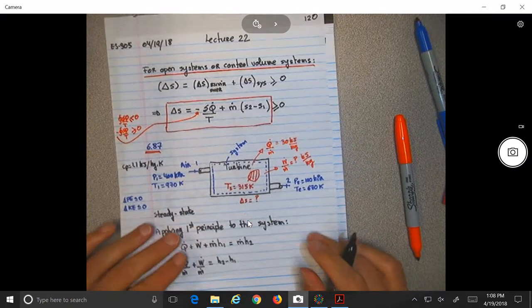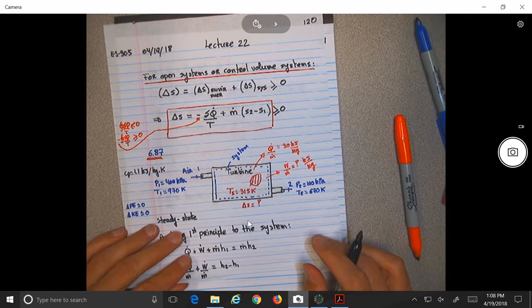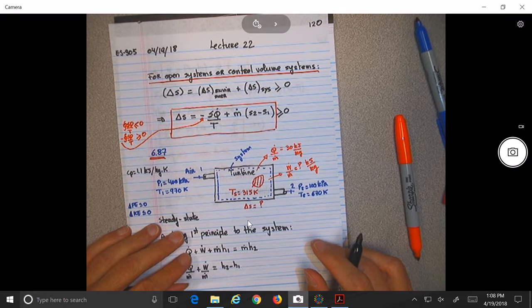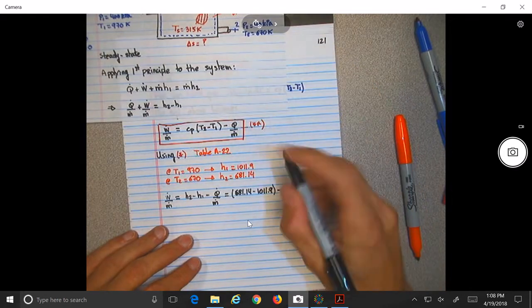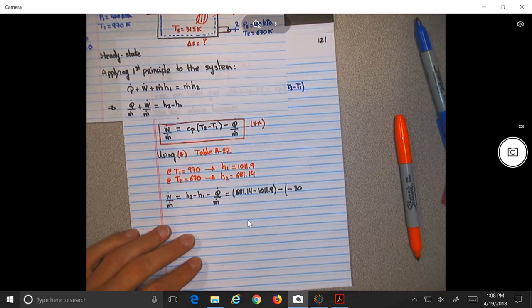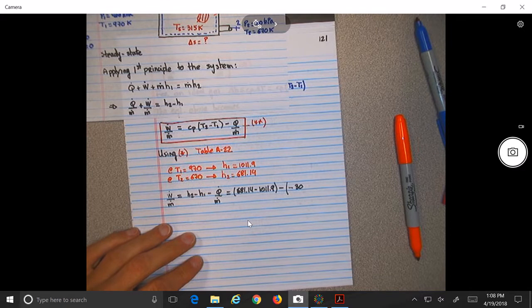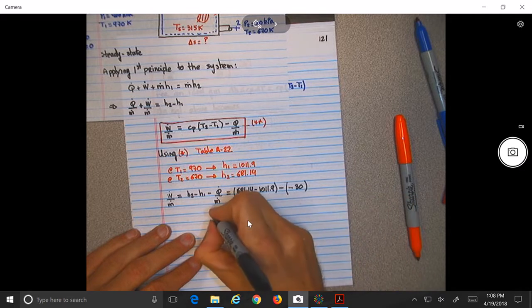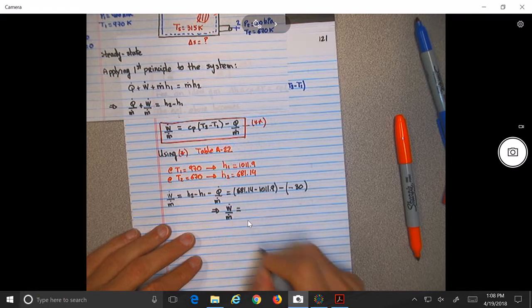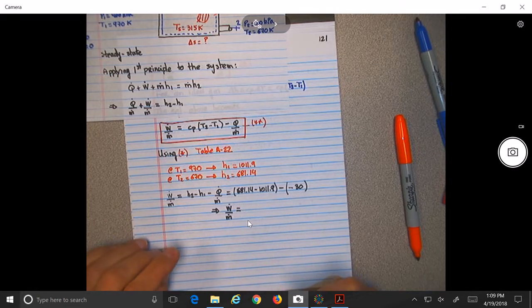Again, everything comes from the figures. Well, what is Q? But is it positive or negative? It's negative 30, no? It's coming out. Yeah, so here we have minus 30, no? Yeah? So what do you find if you do the calculation?